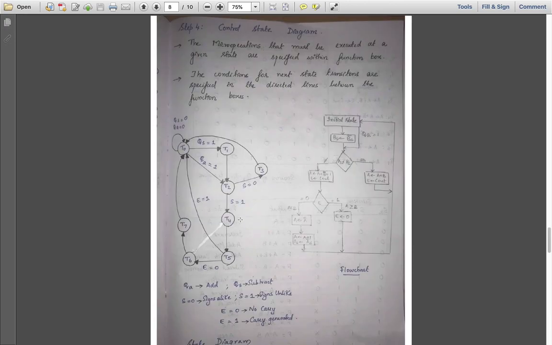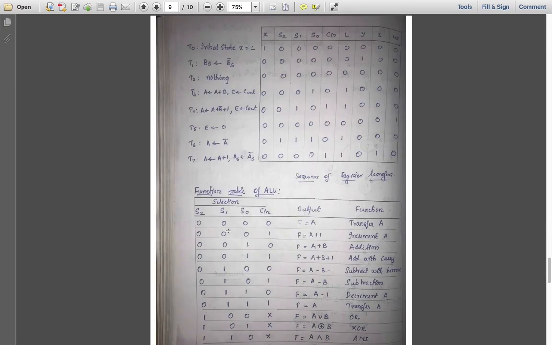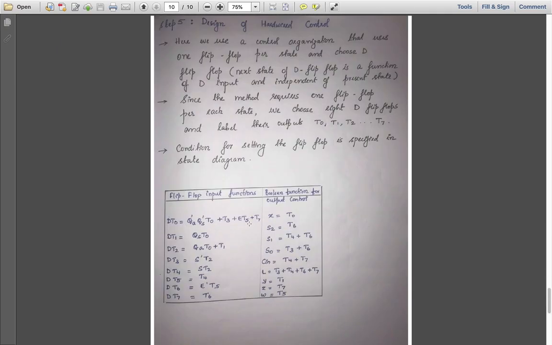So once again I'll explain. From T3 you can directly come. From T7 you can directly come. From T5 you can come to T0 only if E is set. To remain in T0 you need both of them to be cleared. So that is the reason why you came up with this particular equation for DT0.